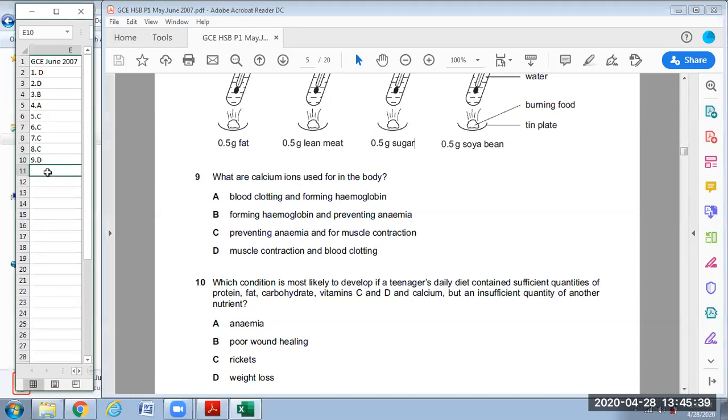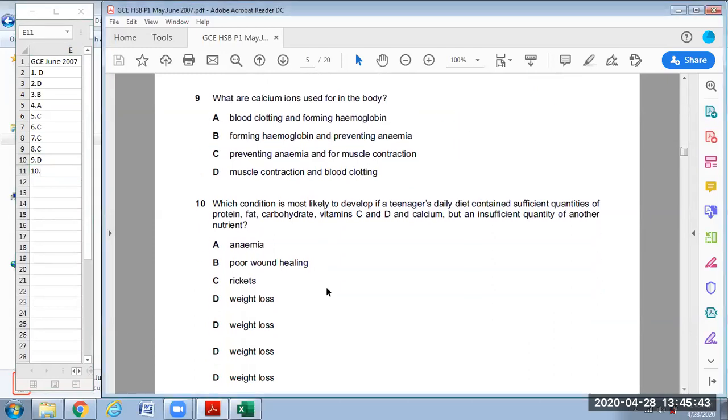All right, so last one for Bala, number 10. Which condition is most likely to develop if a teenager's daily diet contained sufficient quantities of protein, fat, carbohydrate, vitamin C and D, and calcium, but an insufficient quantity of another nutrient? A. So we have sufficient quantities of protein, fat, carbohydrate, vitamin, calcium, but insufficient quantity of another nutrient.